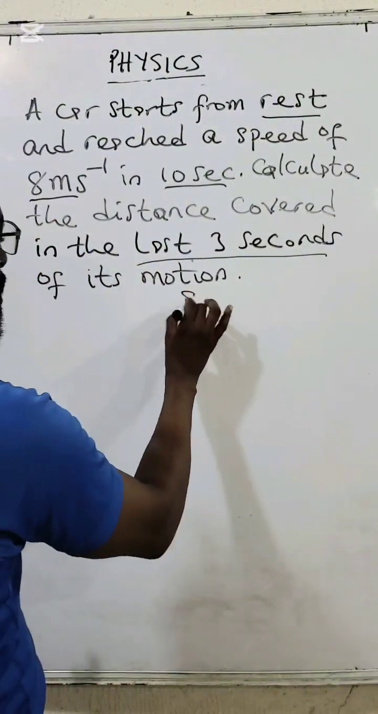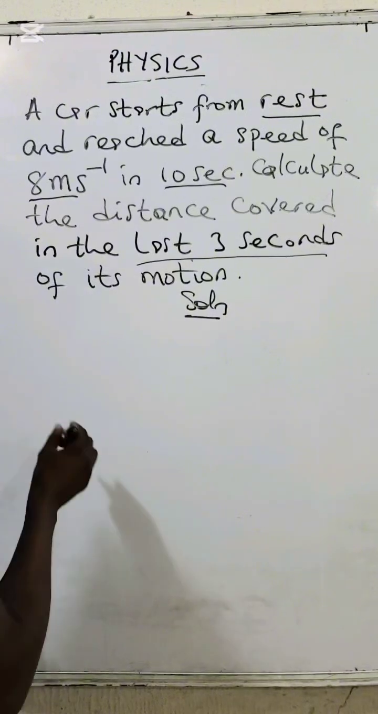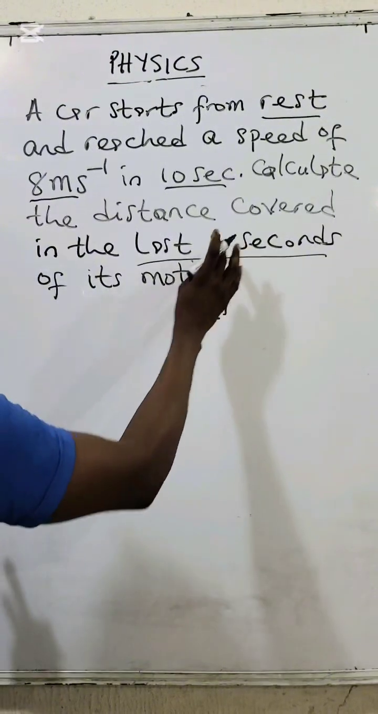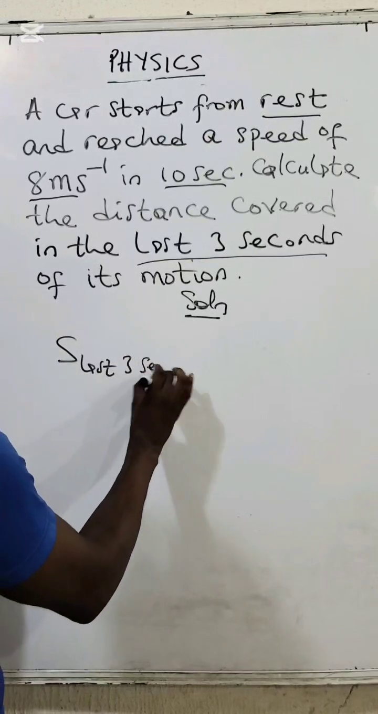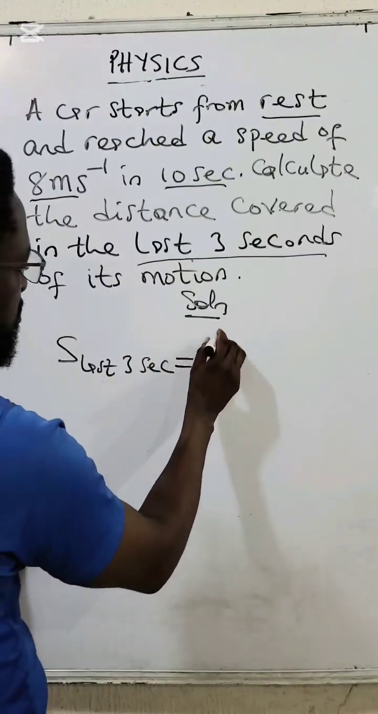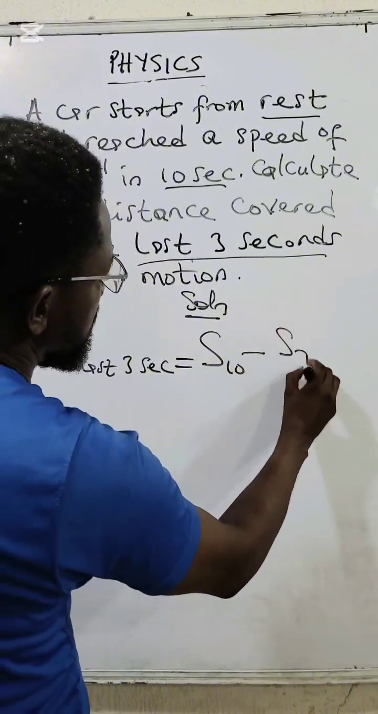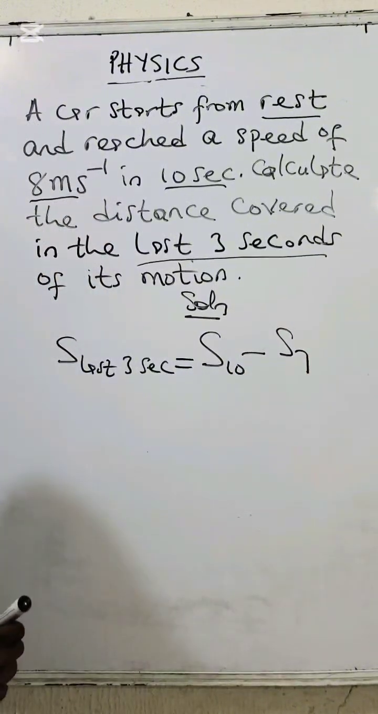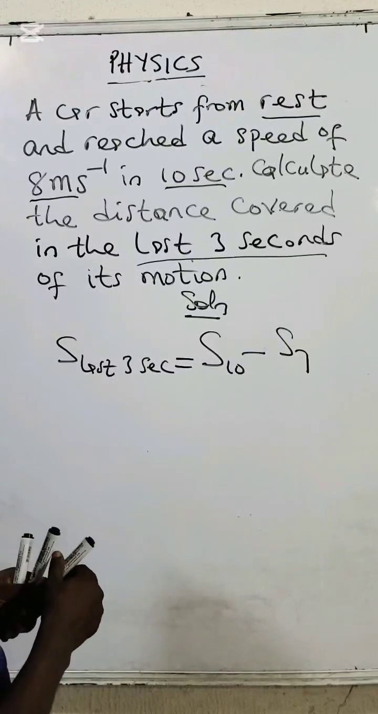Now, for a question like this, since the total time is 10, all I need to get is the distance in the last 3 seconds. The distance in the last 3 seconds is the distance covered in the 10 seconds minus the distance covered in the first 7 seconds. That's what gives us the distance covered in the last 3 seconds.